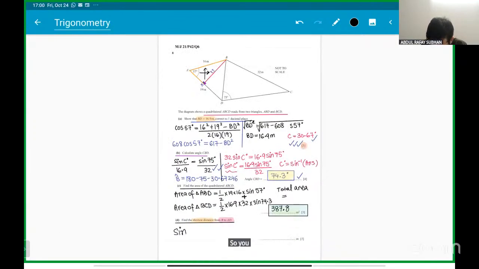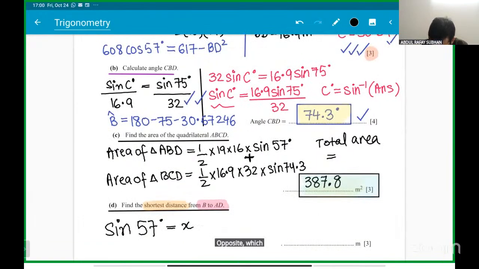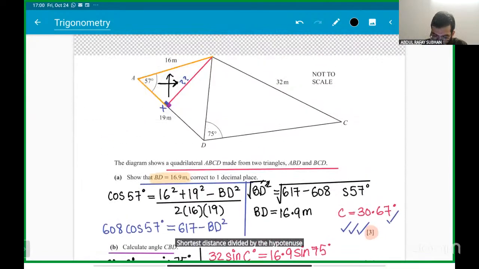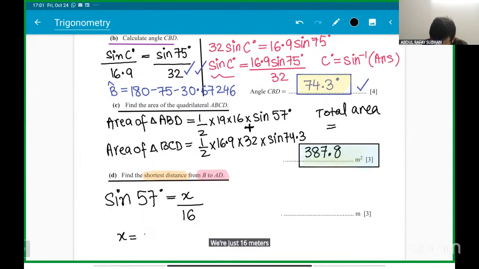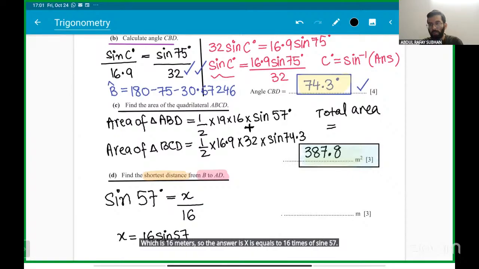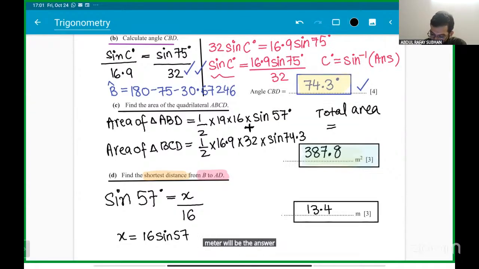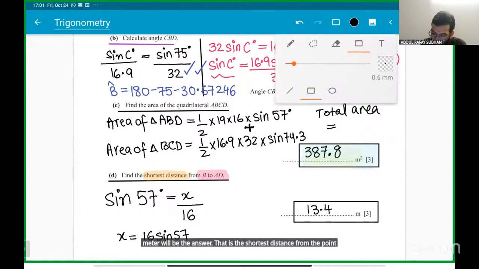So you say sine 57 degrees equals opposite, which you have to find, the shortest distance, divided by the hypotenuse, which is the measurement of AB, 16 meters. So X is equal to 16 times sine 57. 2 marks for applying the trigonometric ratio and 1 mark for the final correct answer to 1 decimal place. 13.4 meters will be the answer. That is the shortest distance from the point B to AD.